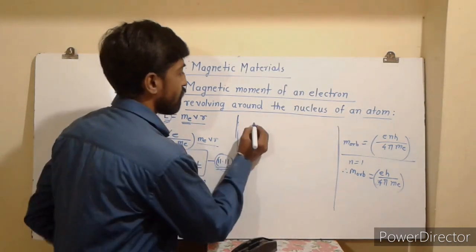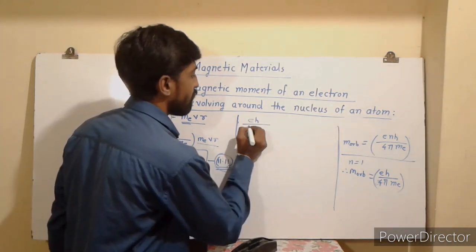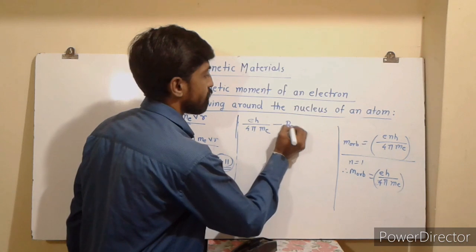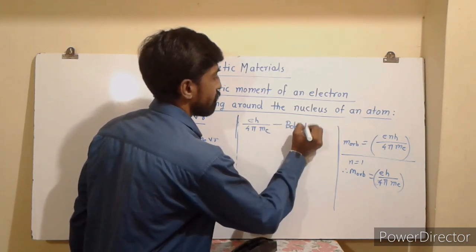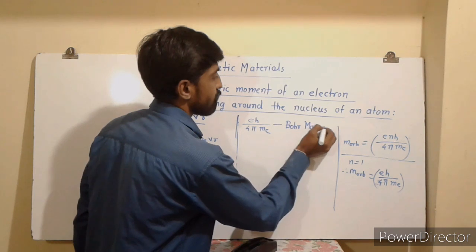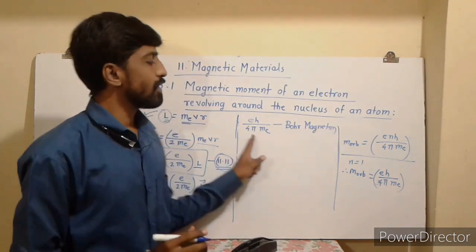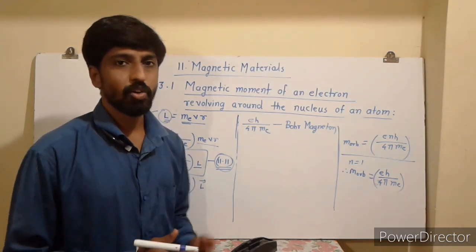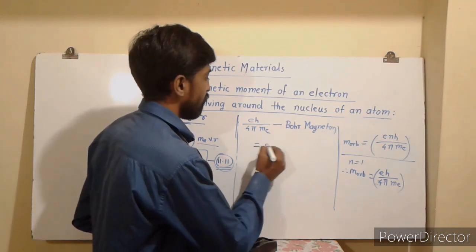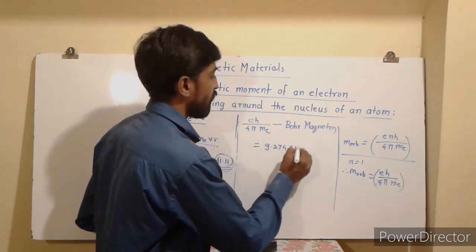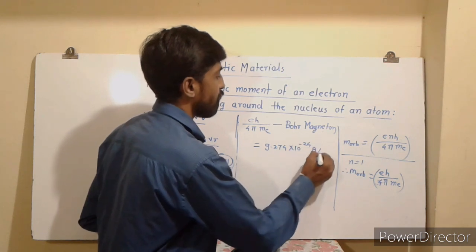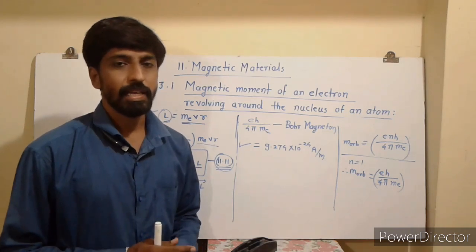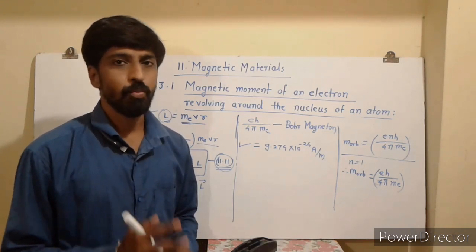From this equation, the quantity e h divided by 4 pi m e is the Bohr magneton. This term is known as the Bohr magneton, and the value of the Bohr magneton is 9.274 into 10 raised to minus 24 ampere meter square. The magnetic moment of an atom is stated in terms of Bohr magneton.